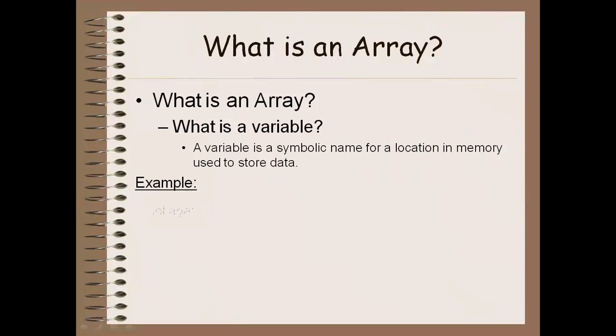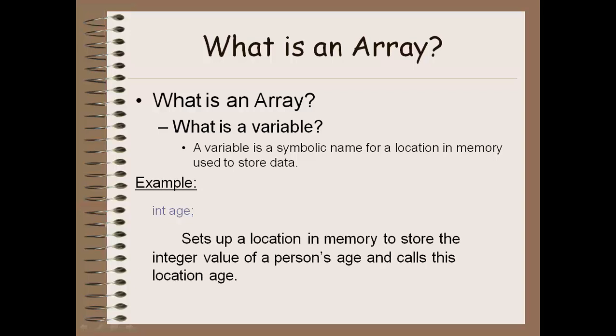If you don't remember what I'm talking about here, we might have an example to help us. An example here is we've got an integer. So this is type integer, and the name of this variable is called age. What this variable does is it sets up a location in our computer's memory to store an integer value of a person's age, so like 17. And it calls that location in memory age, so it can easily go back and access that value of 17 to be used in a program.